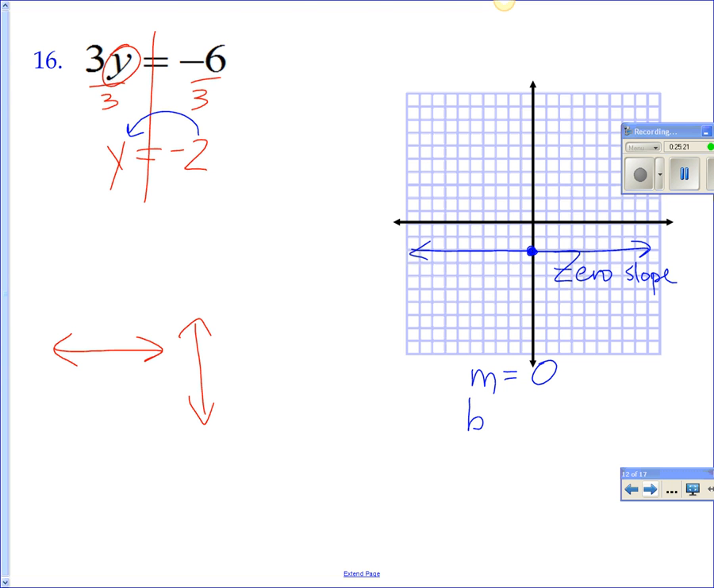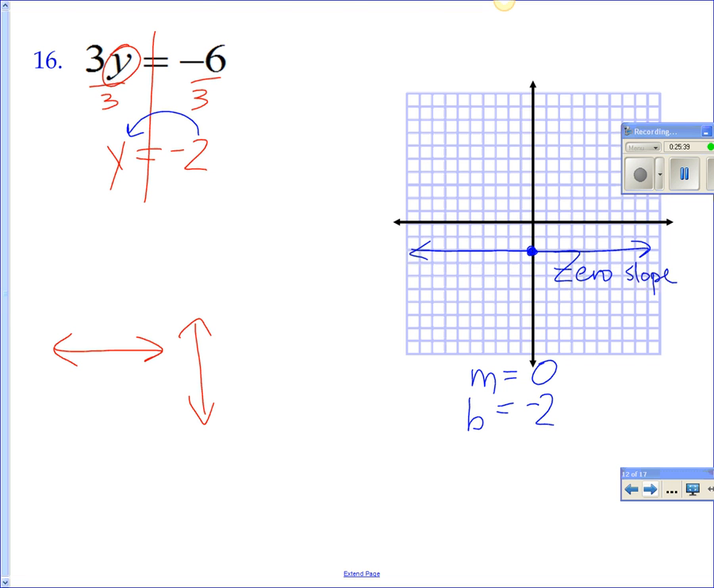What does B stand for? What does it stand for? Y-intercept. And the y-intercept is -2. Okay, so M equals 0. Make sure you have that written on your paper so you can go back and look at that later. M is 0, B is -2.